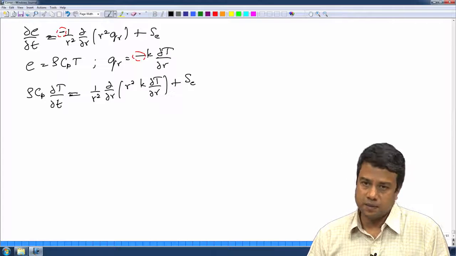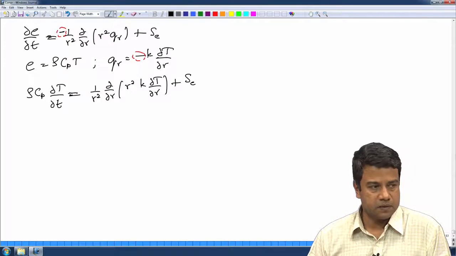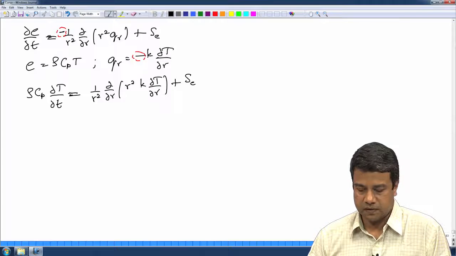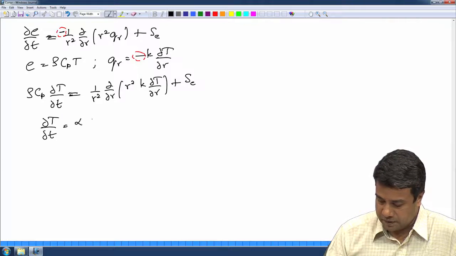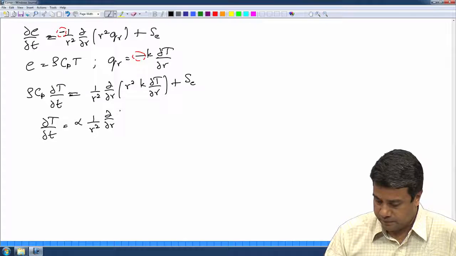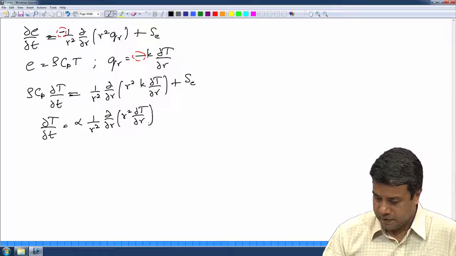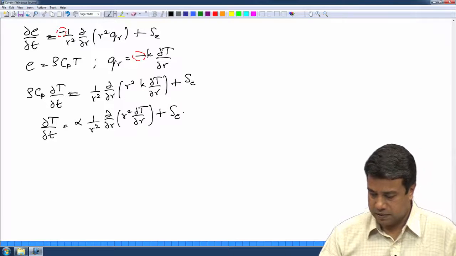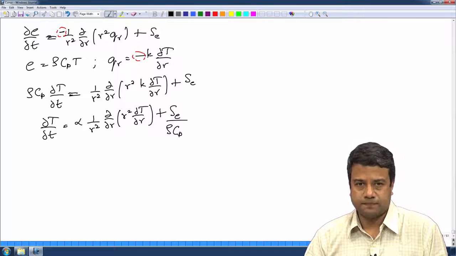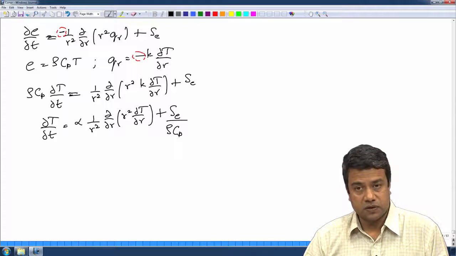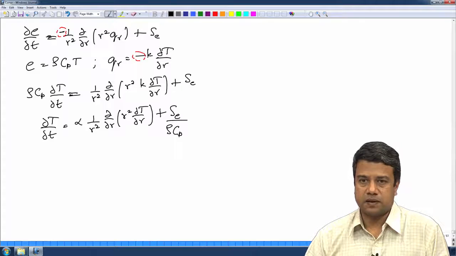If k is independent of position, once again, if you assume that the thermal conductivity is independent of position, the temperature just becomes dT by dt is equal to alpha 1 by r square d by dr of r square dT by dr plus the source by rho Cp. Okay. So, there is the diffusion equation in the spherical coordinate system.